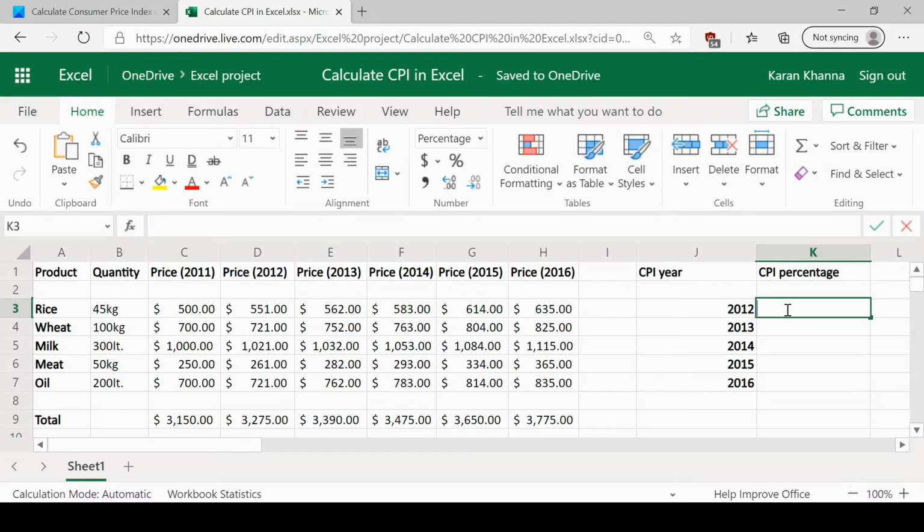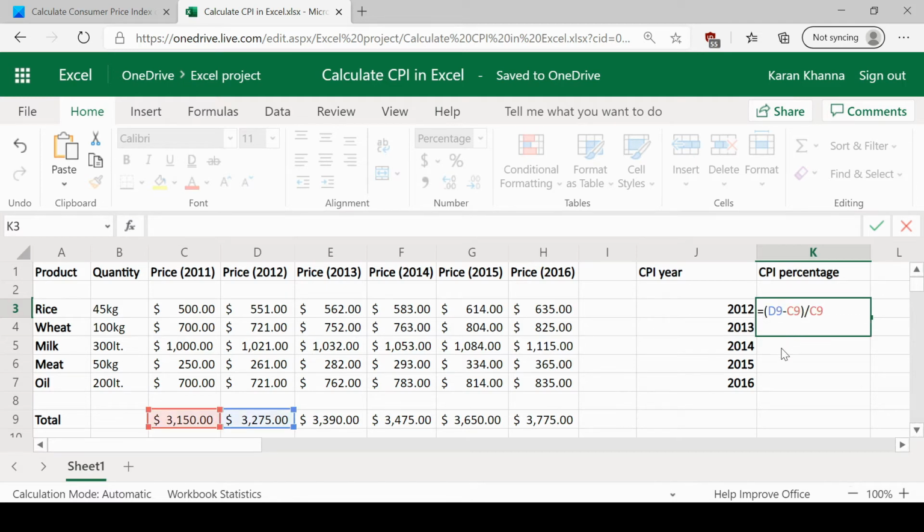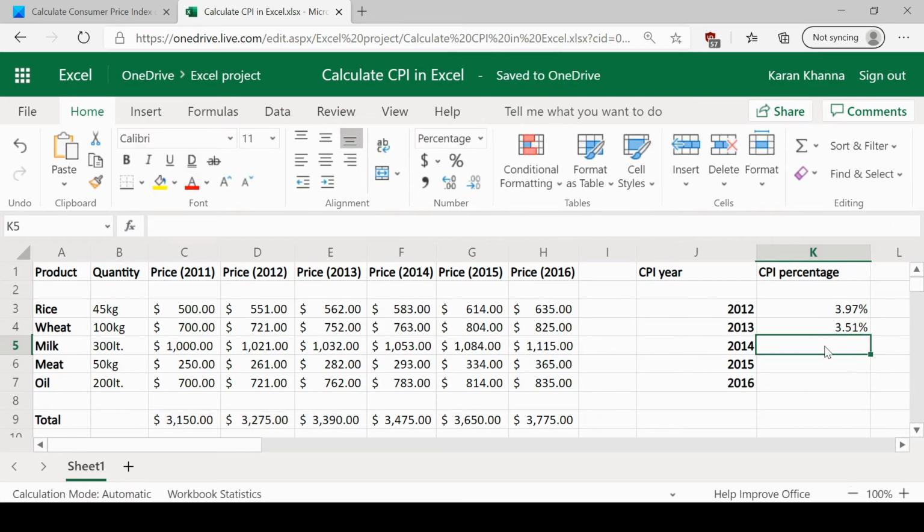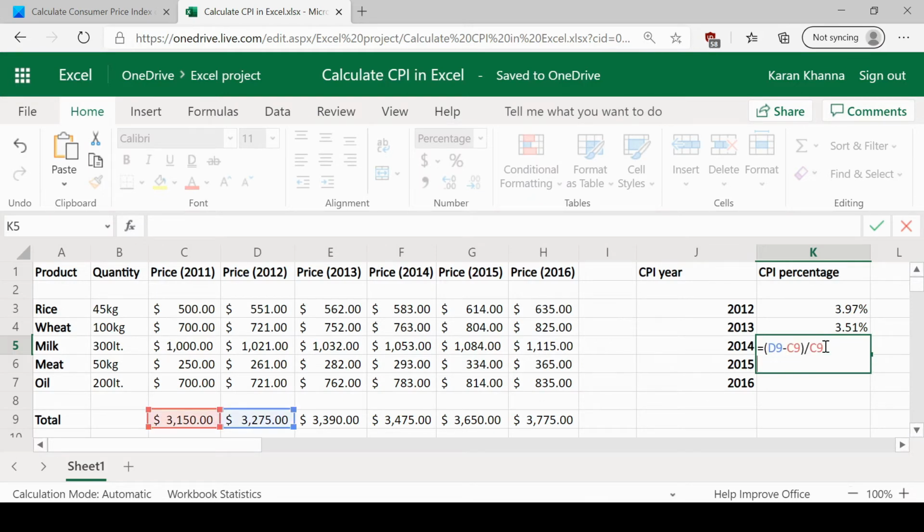It would be different in your case. And then hit enter. Similarly, as I progress, I would change it to E9 minus D9 divided by D9. I would have to do it manually for each case. F9 minus E9 divided by E9.